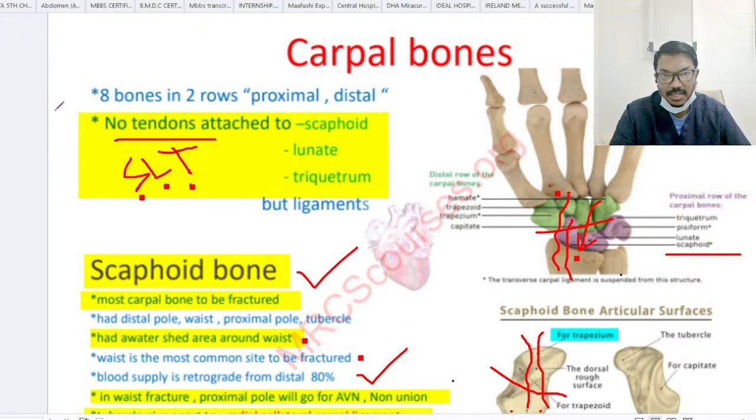We'll get this thing again and again. Remember from here: no tendon is attached to scaphoid, lunate, and triquetrum. There is no tendon, but there is ligament. So, no tendon in this SLT, SALT. SALT is scaphoid, lunate, and triquetrum. In SALT there is no tendon, but there is ligament.